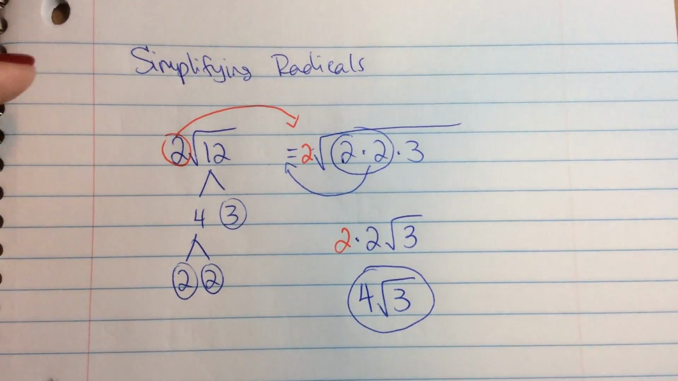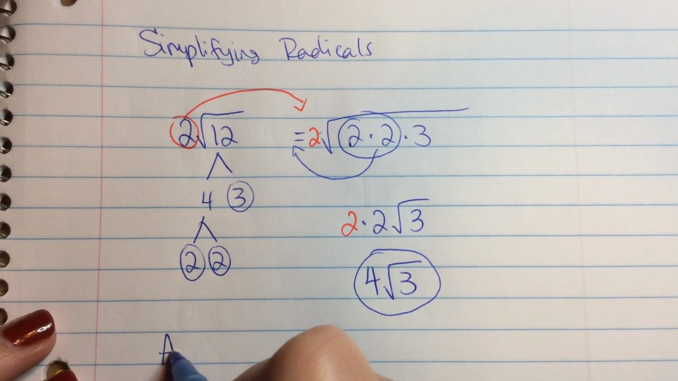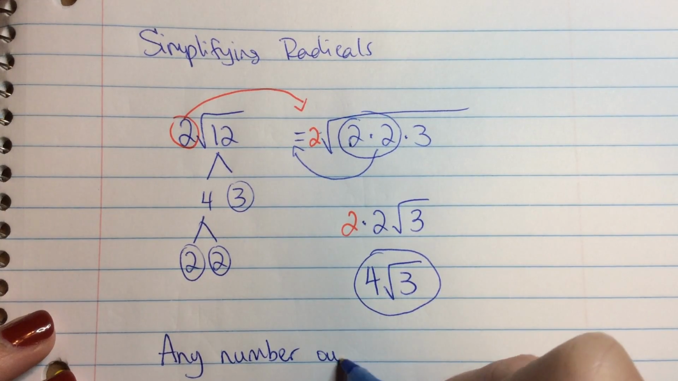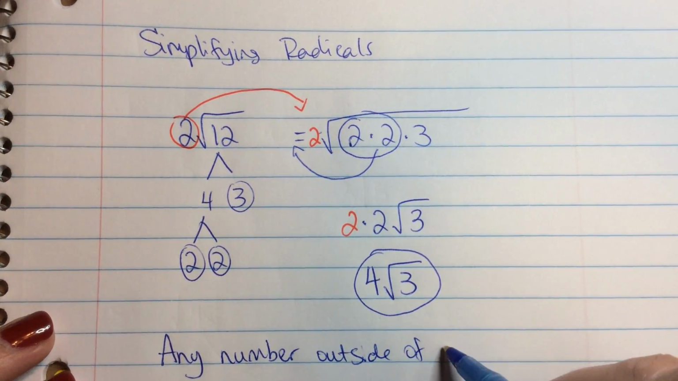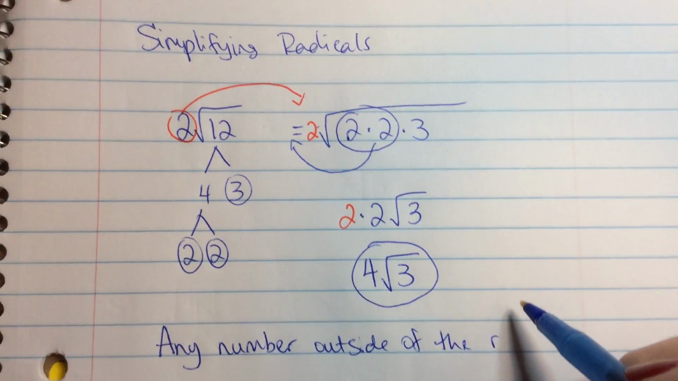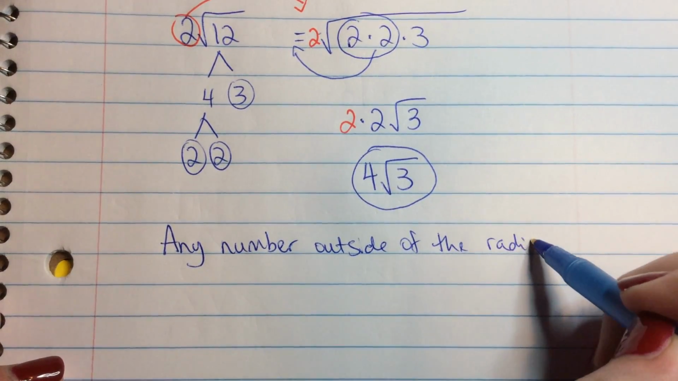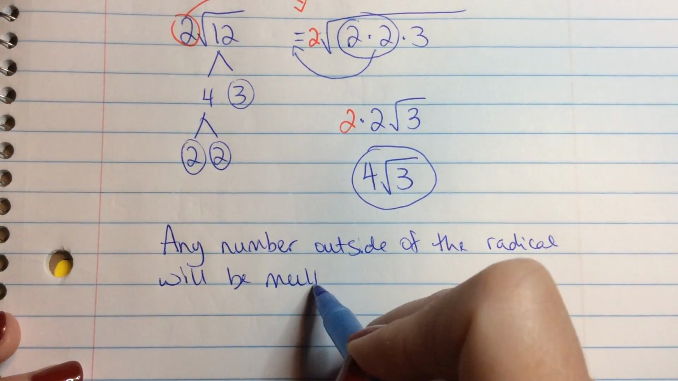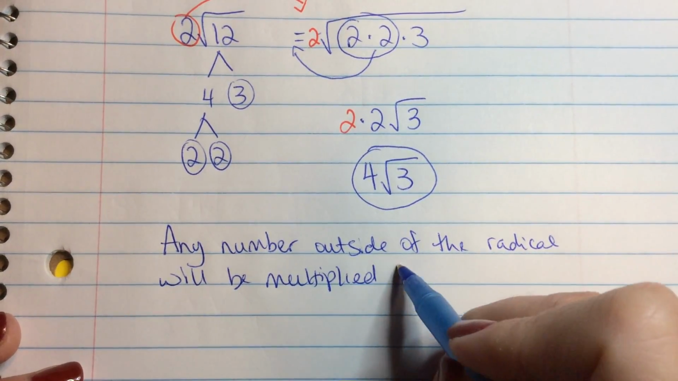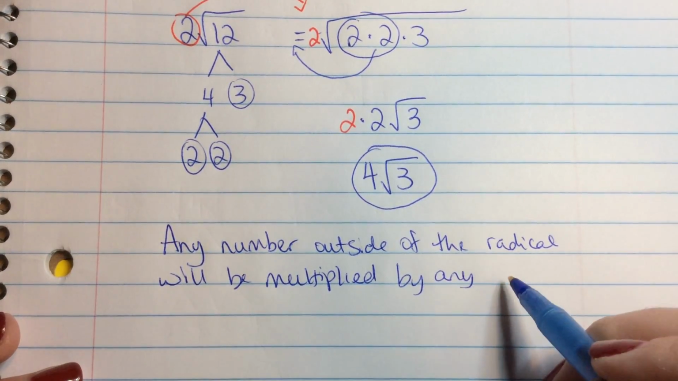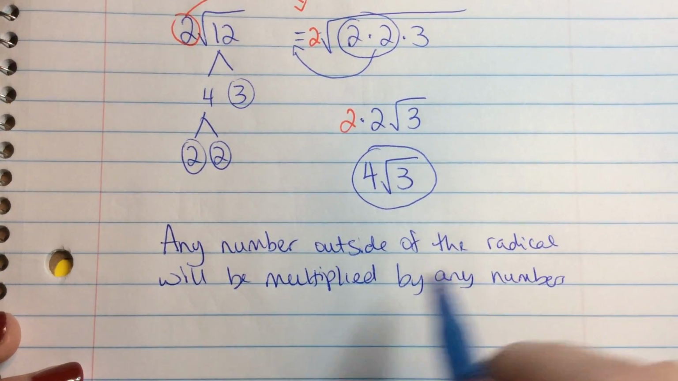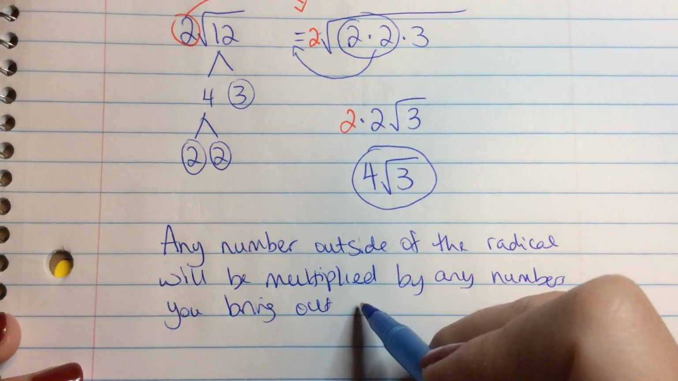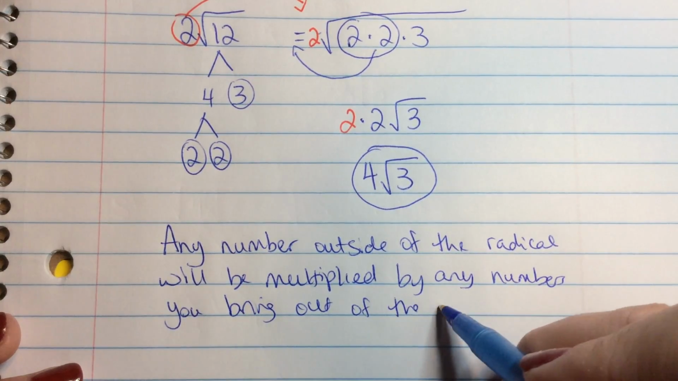So we're going to write this down. Any number outside of the radical will be multiplied by any numbers you bring out of the radical. I hope that makes sense.